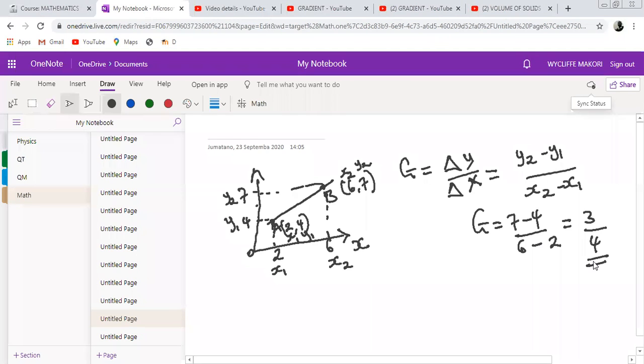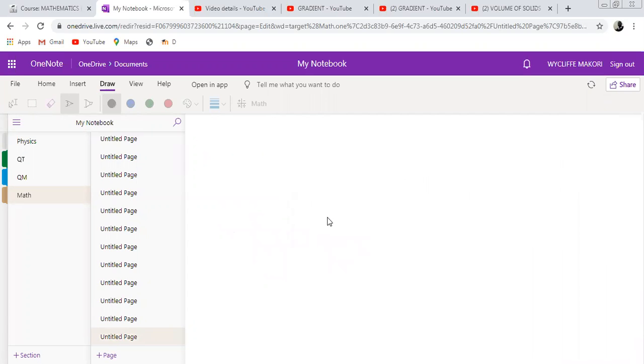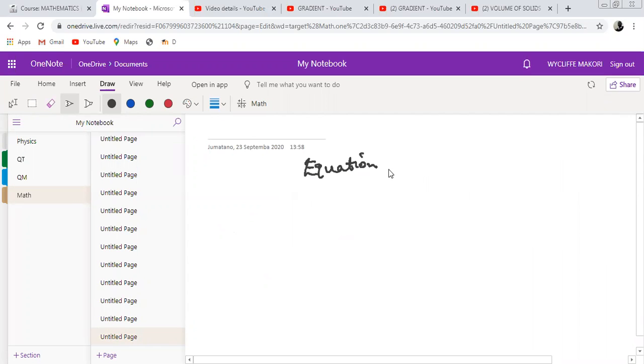So today, I want us now to connect this particular concept of finding the gradient so that we can know how to get the equation of a line. So our focus for this lesson will be on determining the equation of a straight line.